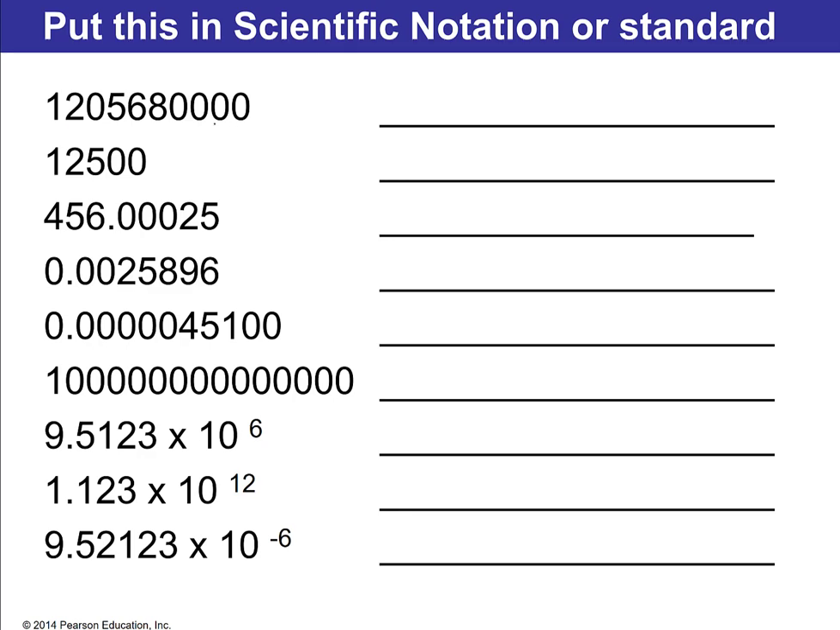So for this one, notice you don't see a decimal place. Remember, that means it's at the very end. So in order to make this number between 1 and 9, we're going to go to the left. 1, 2, 3, 4, 5, 6, 7, 8, 9. So since I had to move it 9 places, this would be 1.20568 times 10 to the ninth.